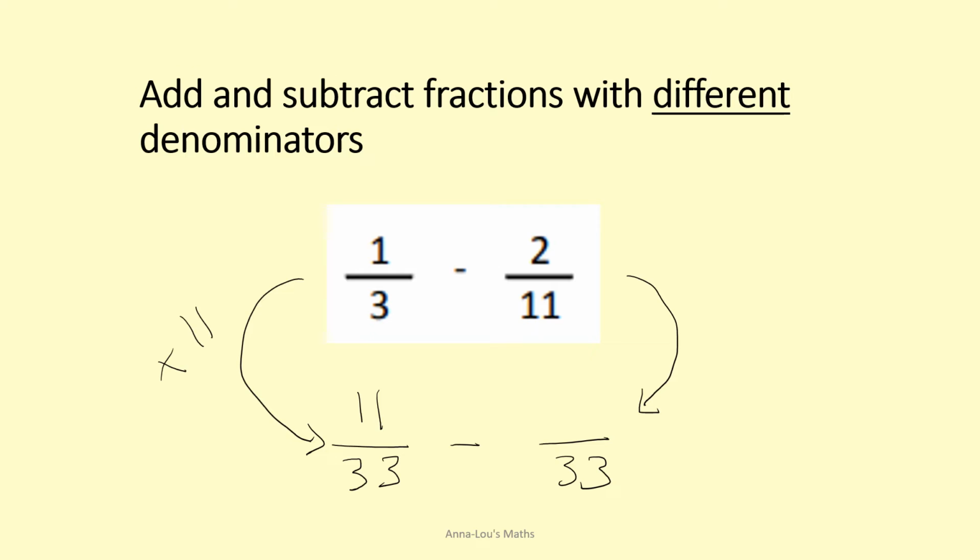Need to do the same on this side. So what have I done to my 11 to get a 33? I've times it by 3. Whatever I do to the bottom, I do the same to the top. So 3 times 2 is 6. So now I've got 11/33s take away 6/33s. So my bottom remains the same and I just subtract the top. 11 take away 6 gives me 5. So it's 5/33s.